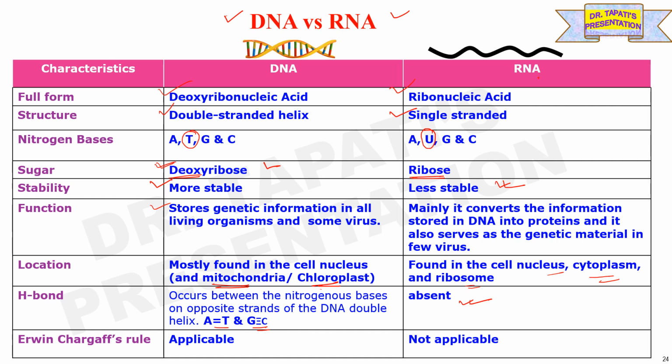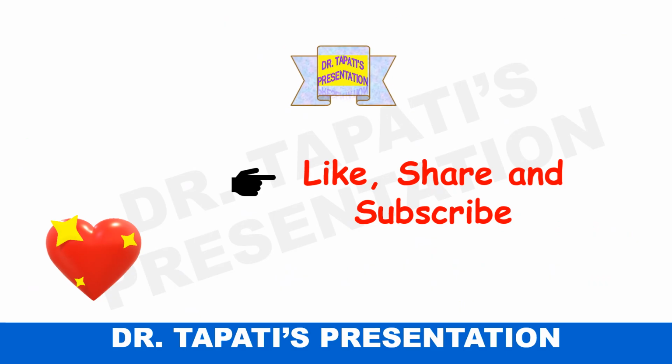Chargaff's rule is applicable only for DNA. In that case, the number of A is equal to the number of T, and the number of G is equal to the number of C. Whereas a double-stranded structure is not there in RNA, so it is not applicable. Chargaff's rule is not applicable for RNA. That's all about nitrogen bases, nucleotides, and nucleic acids, that means DNA and RNA.